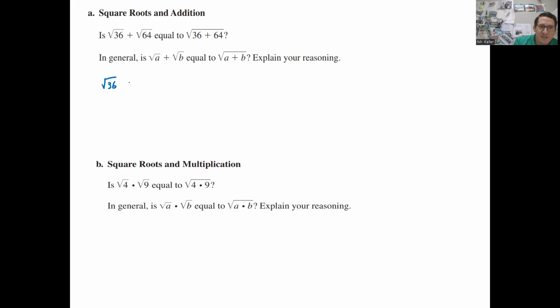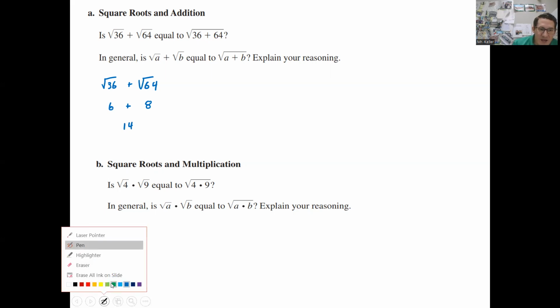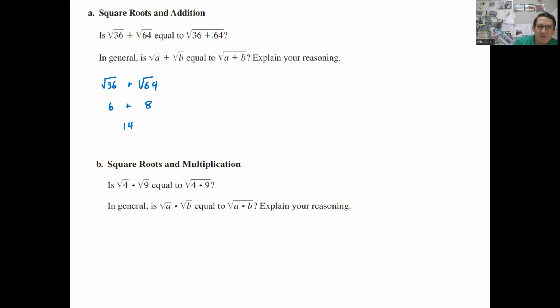So the square root of 36 plus the square root of 64. Let's do those square roots. The square root of 36 is 6. The square root of 64 is 8. 6 plus 8 is 14. All right. But what if we add them together first? Is it the same thing as the square root of 36 plus 64? For this one, you need to add those together inside first. So 36 plus 64 is 100. The square root of 100 is 10. Looks like they are not the same.